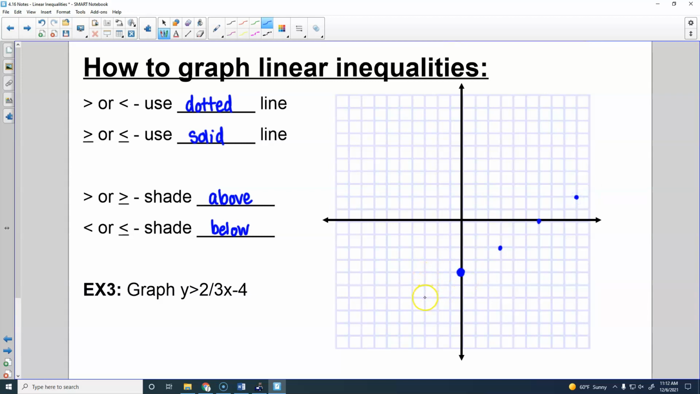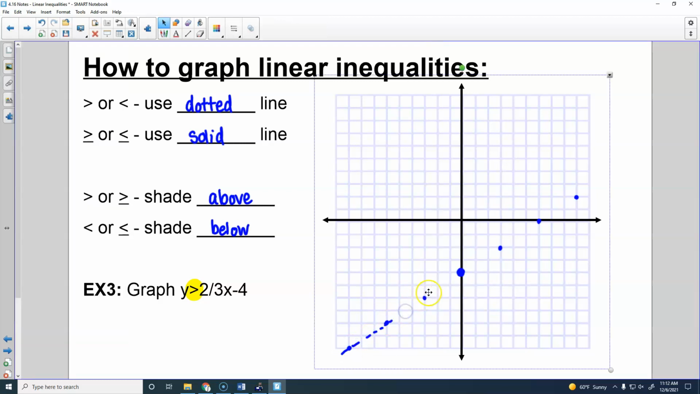And I'm just putting my dots in right now, because I now need to think about my sign. So I've got all my points there. I need to think about this sign. It is a greater than sign. So when I go to draw my line, should I use a dotted line or a solid line? Dotted line. So I am going to draw a dotted line here, which is not drawing very well for some reason.